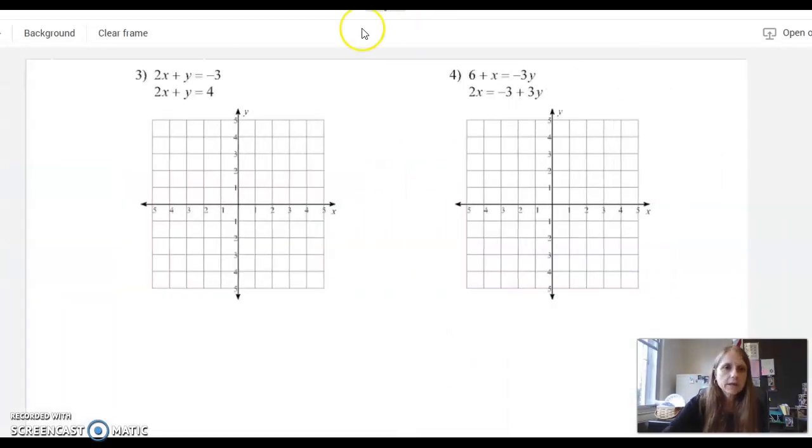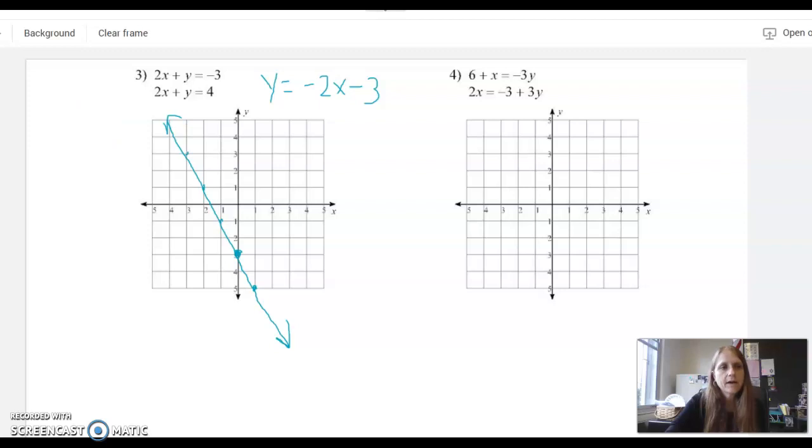All right, these two, same thing on number 3 here. The top one and the bottom one, neither one of them are solved into slope-intercept form. So the top one, when I subtract the 2x, I get y equals -2x minus 3. So y-intercept is -3, so I'm starting at -3. Slope is -2, so I go down 2, right 1 or up 2, left 1. So here's my line that starts at -3, has a slope of -2.